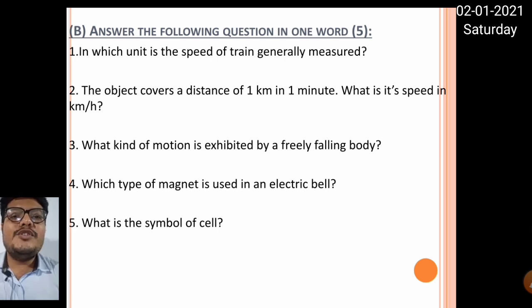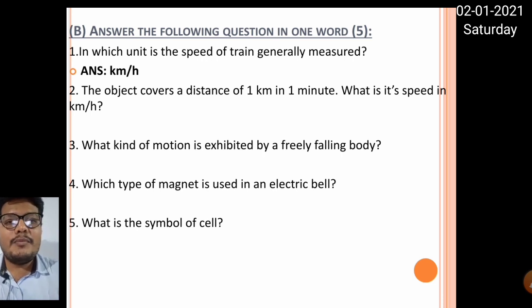Okay, first one, in which unit is the speed of train generally measured? So if you are talking about speed of train, it is measured in kilometer per hour. Okay, next one, an object covers the distance of 1 kilometer in 1 minute. What is the speed in kilometer per hour?